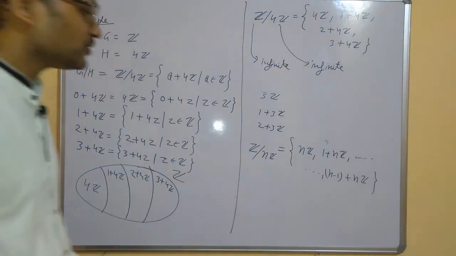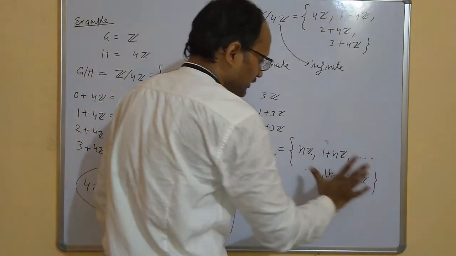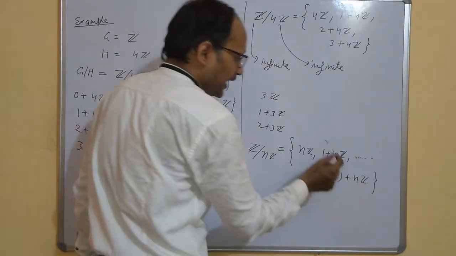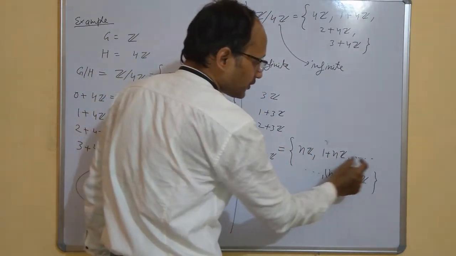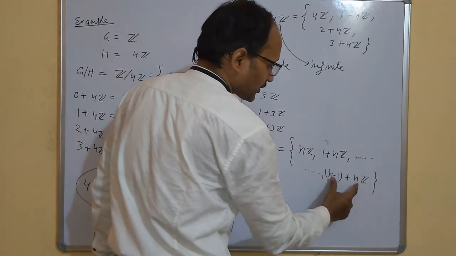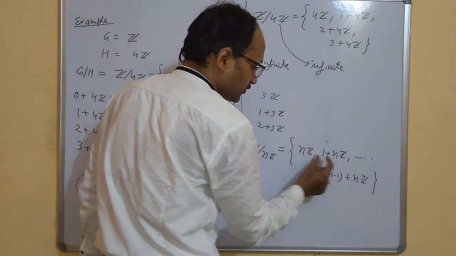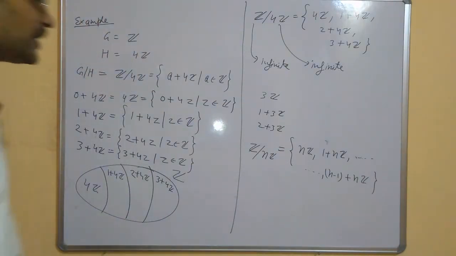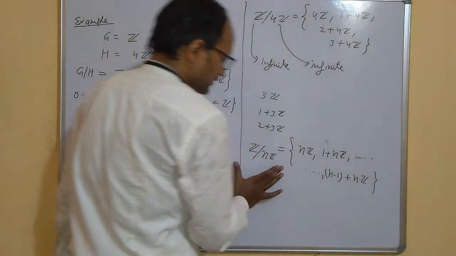So this will cover the whole set of integers, because when you divide any integer by n, you will get a number of one of these forms, since the remainder will be 0, 1, 2, up to n minus 1. So this will cover all the integers.